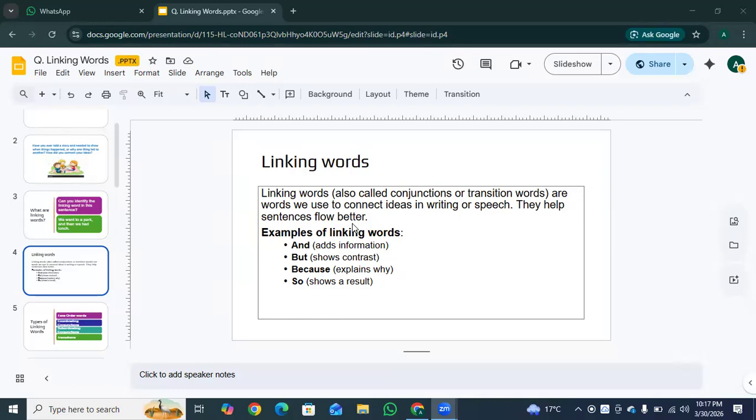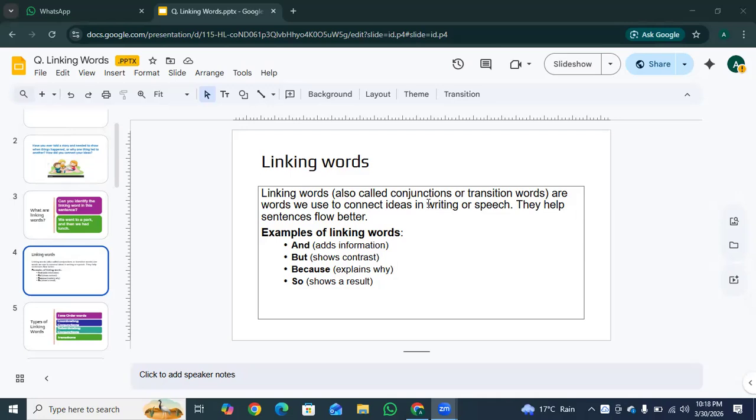Linking words, also called conjunctions or transition words, are the words we use to connect ideas in writing or speech. They help sentences flow better. Think of linking words as the glue of a sentence. Without them, your ideas are just a bunch of separate pieces, and with them, everything sticks together and makes sense, okay? For examples, we have and, but, because, so as linking words, okay?